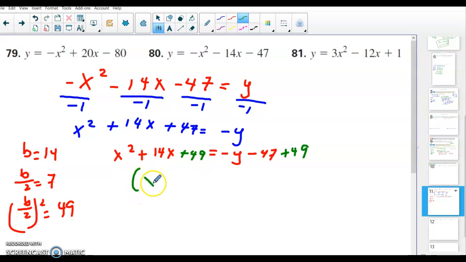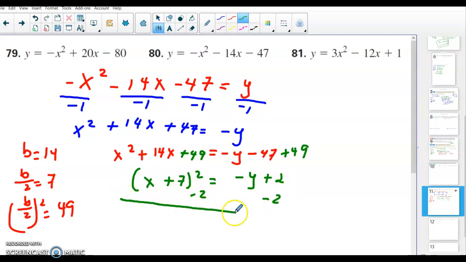And I can replace it with x plus b over 2. And on this side, I have negative y. If I have a negative 47 and a positive 49, I get a positive 2. Okay, almost done. I need to move that to the other side. And over here, I have parentheses, x plus 7 squared minus 2 equals, I still have that negative y.